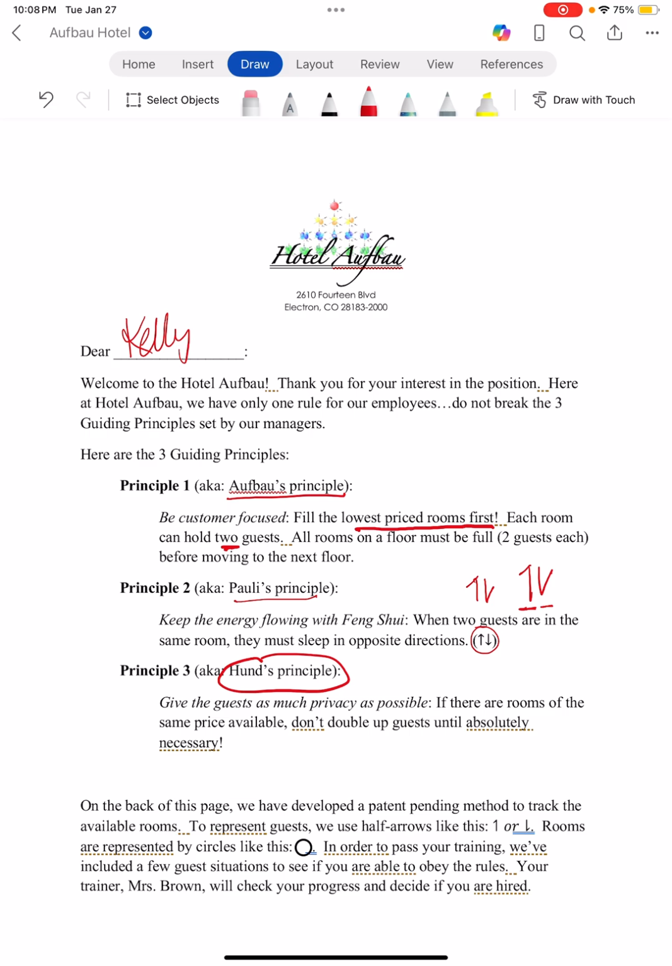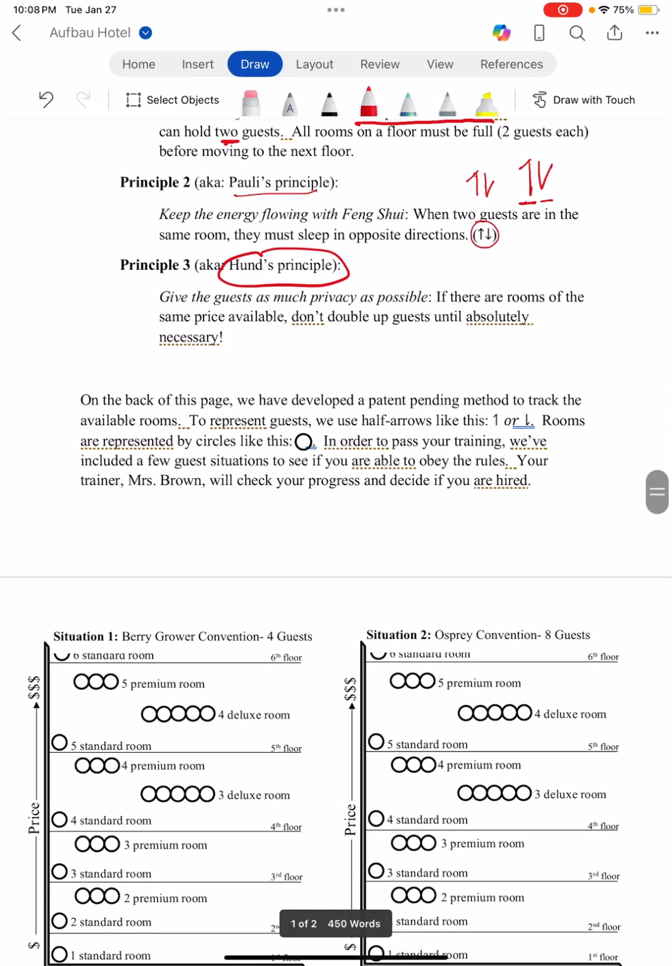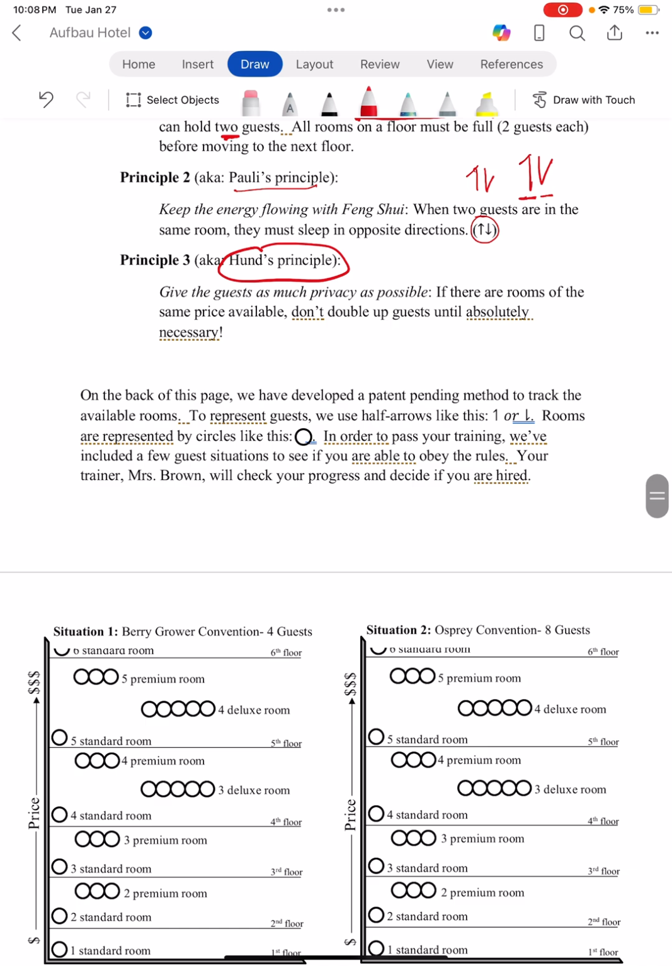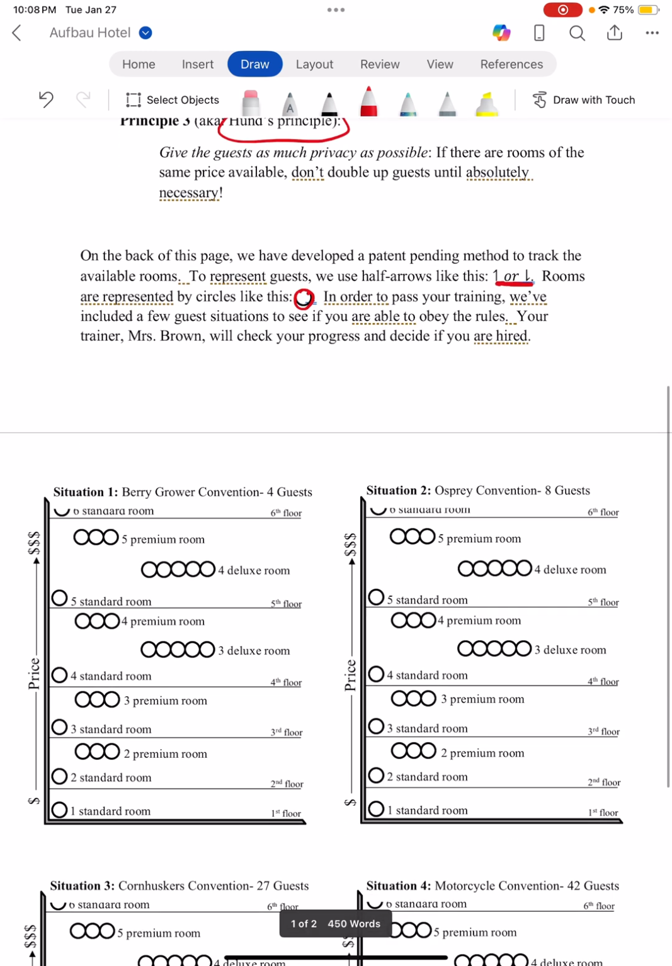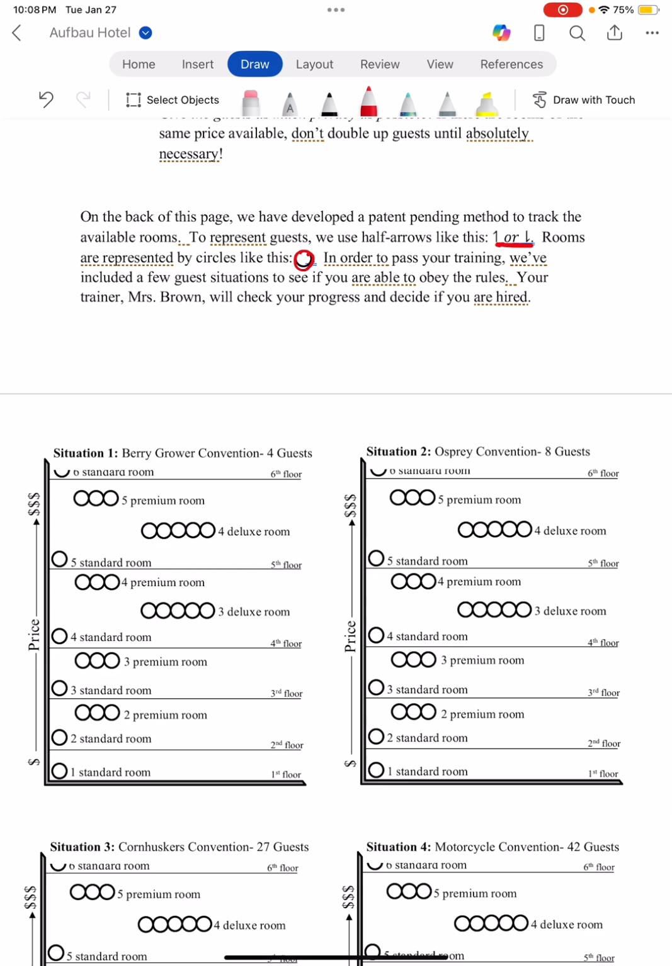Okay, on the back of this page, we have developed a patent-pending method to track the available rooms. To represent guests, we use half arrows, like such, and then rooms are represented by our circle. In order to pass the training, we have a few guest situations to see if you're able to obey the rules. Your trainer, Ms. Brown, will check your progress and decide if you are hired.